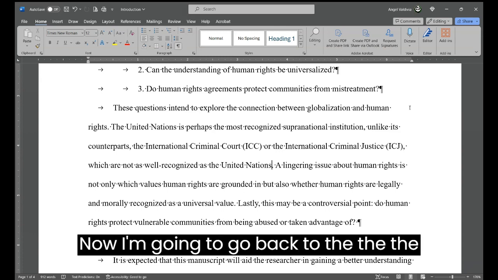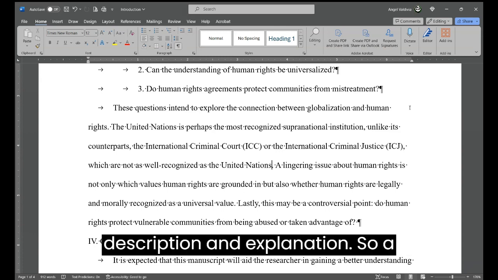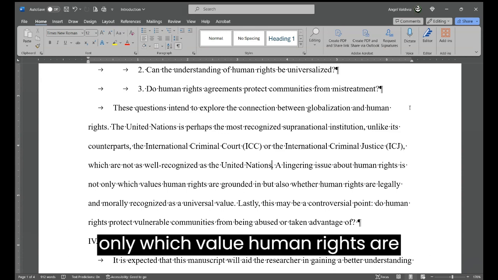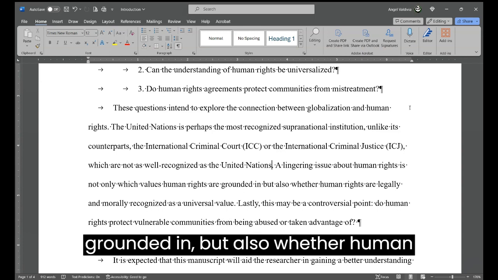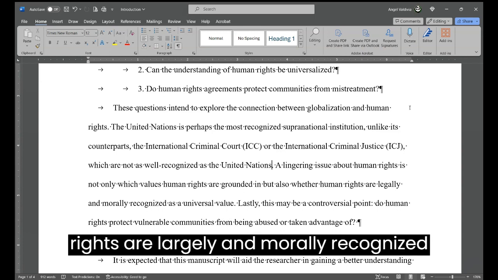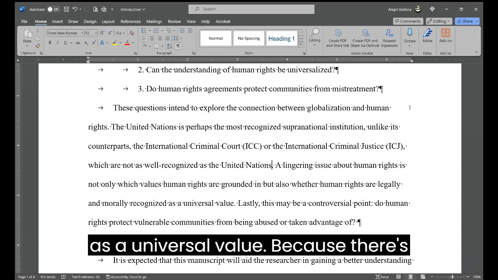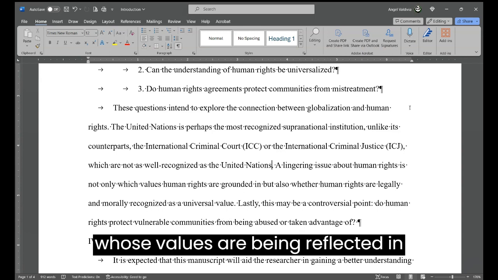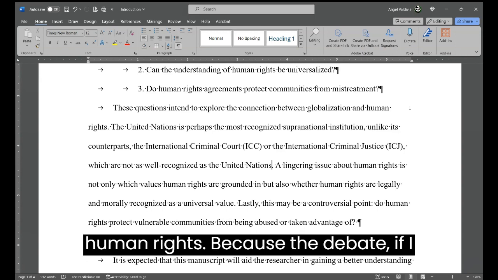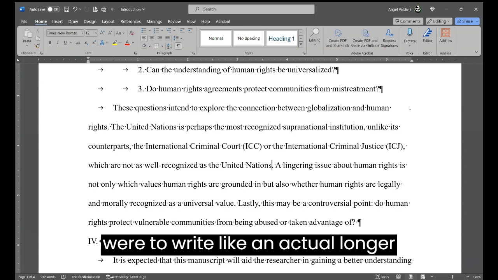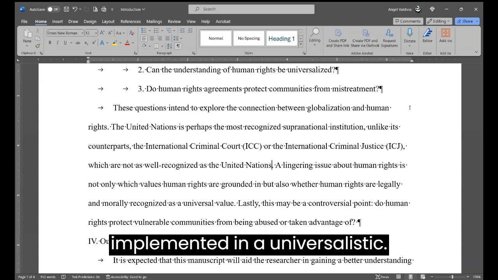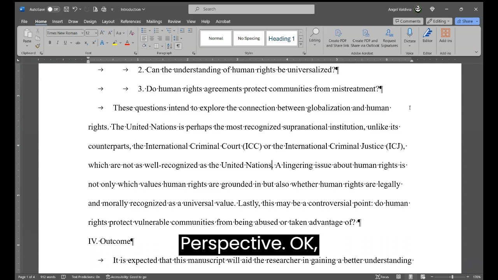Okay. All right. Now let me go back to the description and explanation. So, a lingering issue about human rights is not only which value human rights are grounded in, but also whether human rights are largely and morally recognized as a universal value. Because there's tension: whose values are being reflected in human rights? If I were to write an actual longer paper, it would be about the controversies of how morals and values are implemented from a universalistic perspective. Okay.